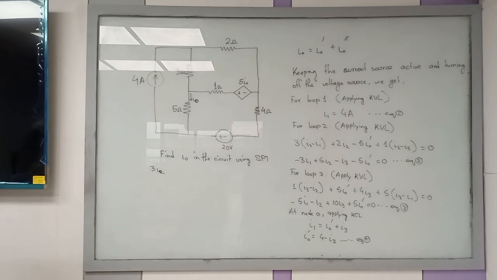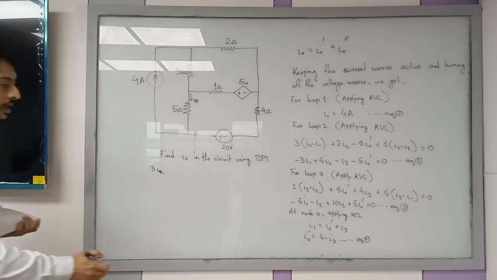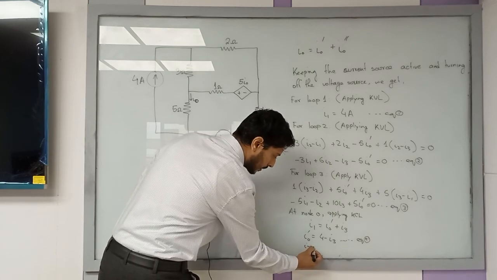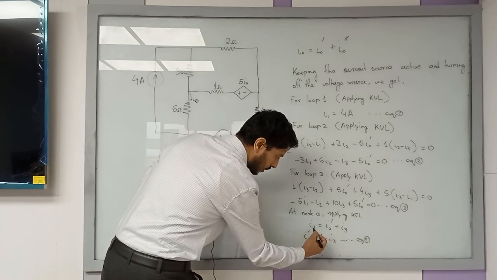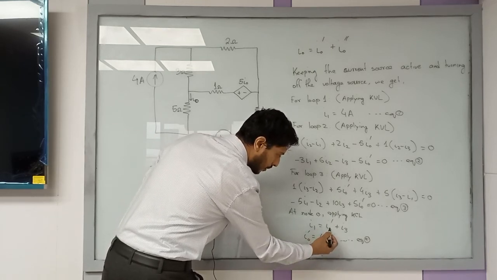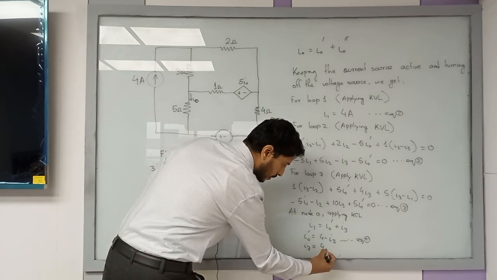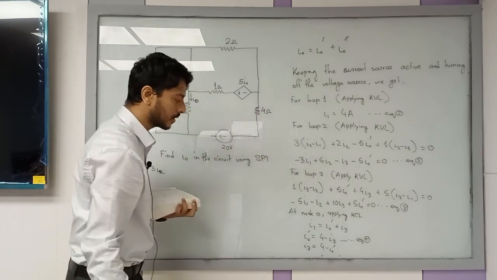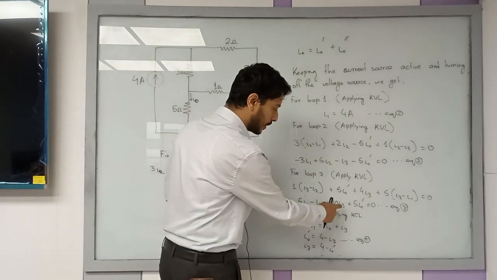See, we can solve this easily. We can reverse this equation in this manner. I3 is equal to, this is 4, right? 4 minus I naught prime. Okay? You can put this in place of I3.